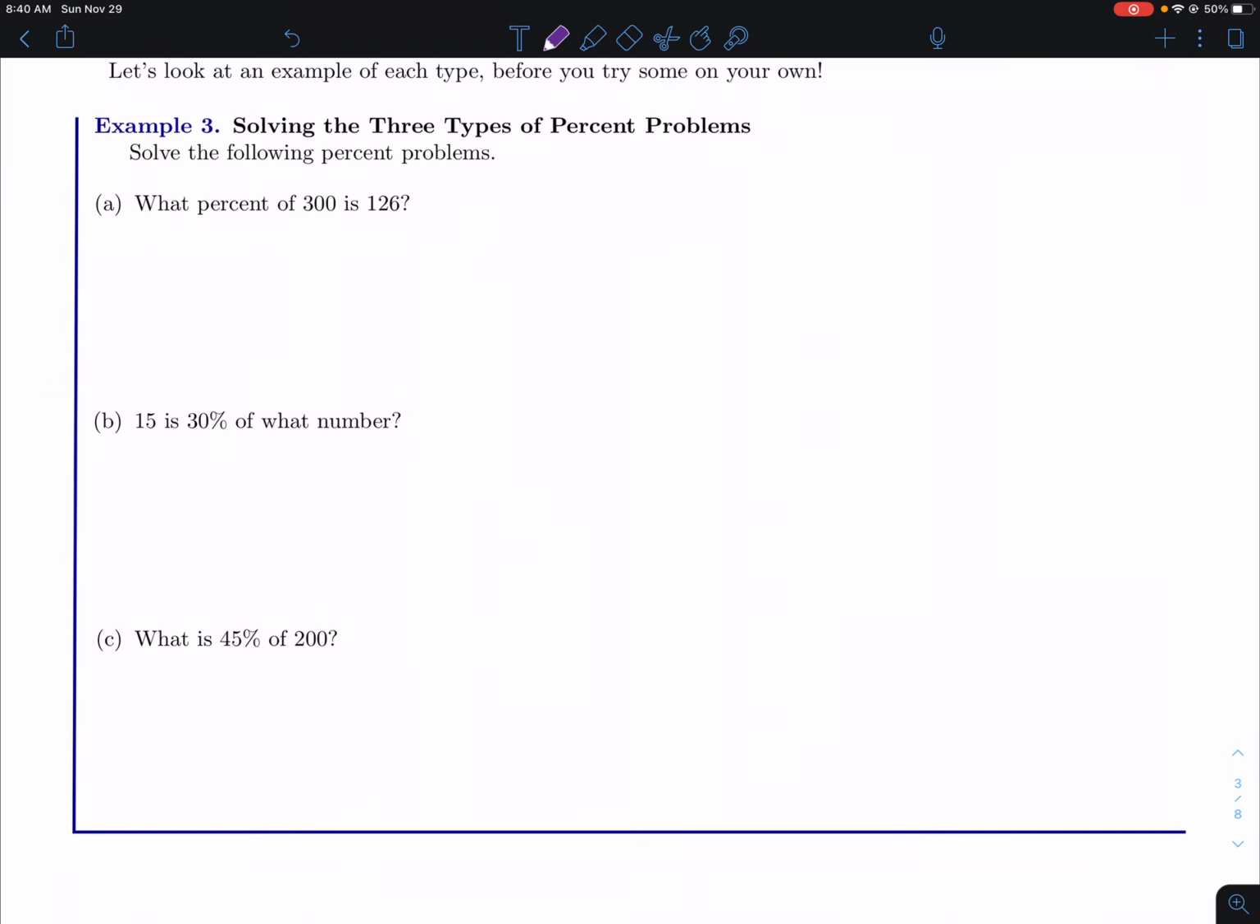So solve the following percent problems. What percent of 300 is 126? Again, remember we're looking for P over 100 equals is over of. The what is always going to go along with the variable. In this case, what percent is telling us that the P is unknown. Our is going to be the number that goes with the is, which in this case is the 126. The of is the number that goes with of. So for this problem, to set it up, it would look like P over 100 equals 126 over 300.